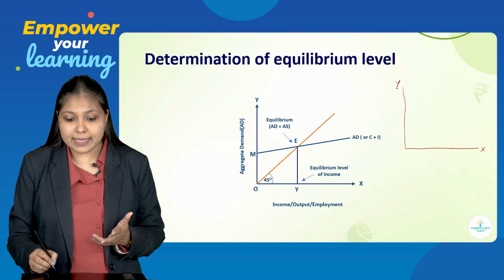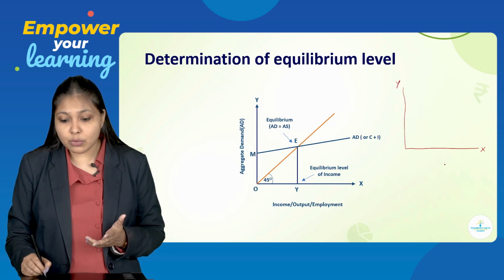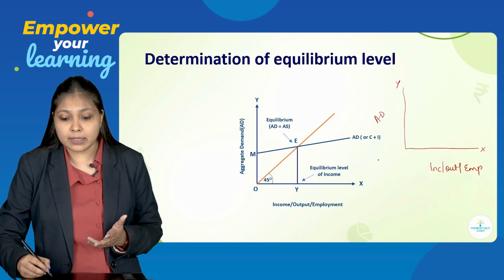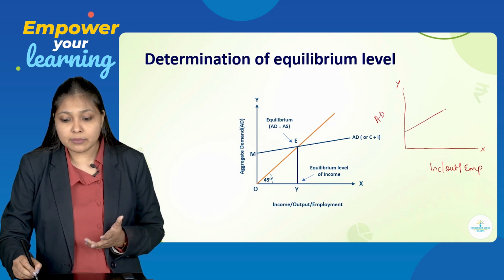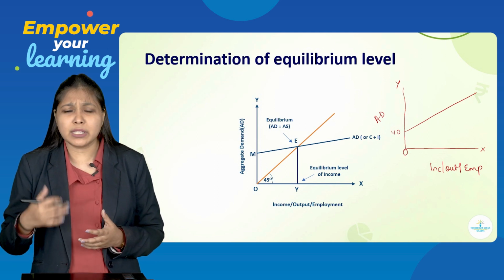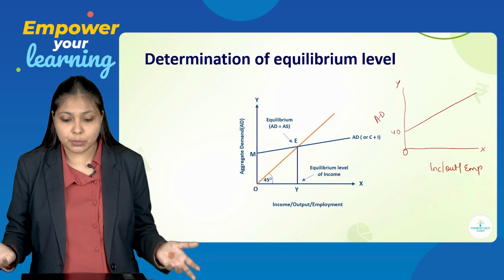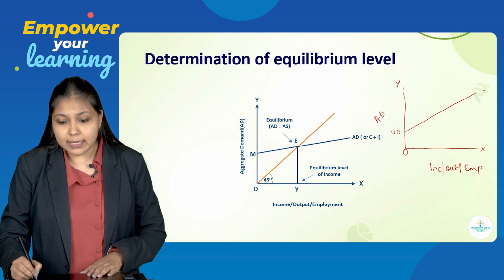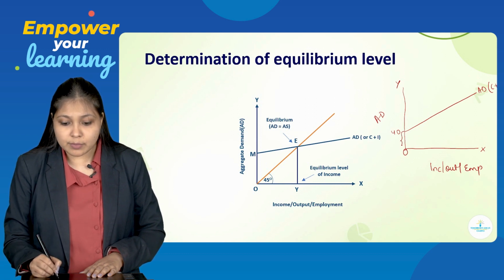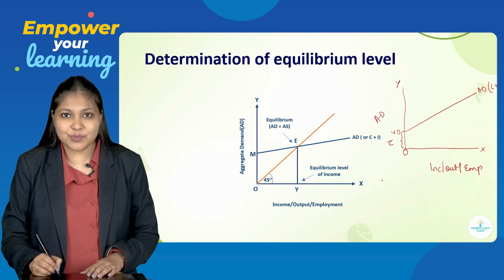You have the X-axis and the Y-axis. On the X-axis, you have taken income, output and employment. On the Y-axis, we have taken AD, that is aggregate demand. We know our aggregate demand will always start from this point. That can be 40, 20, 60, whatever you are considering, up to you. So, this is nothing but my AD. AD is represented as C plus I. And this part is nothing but autonomous consumption.